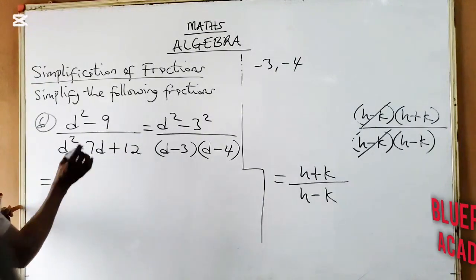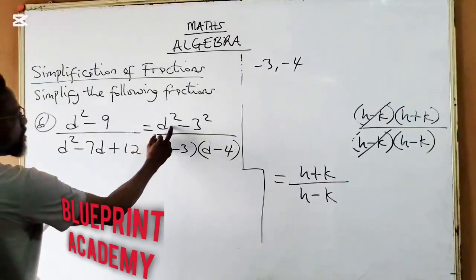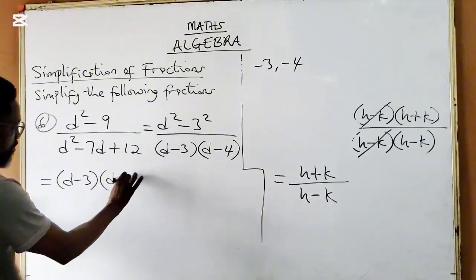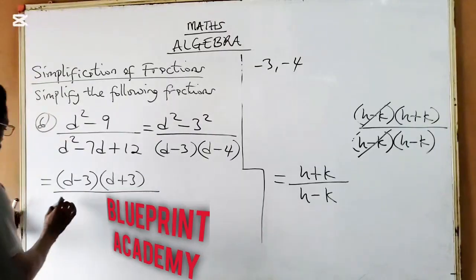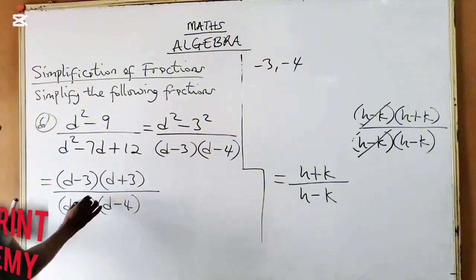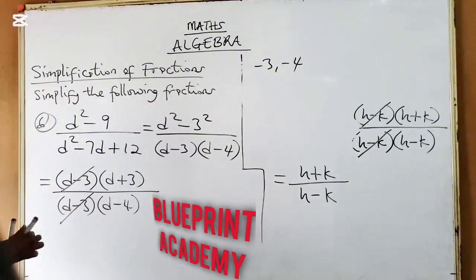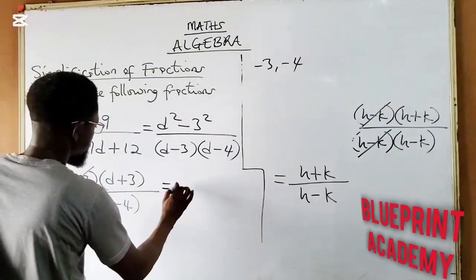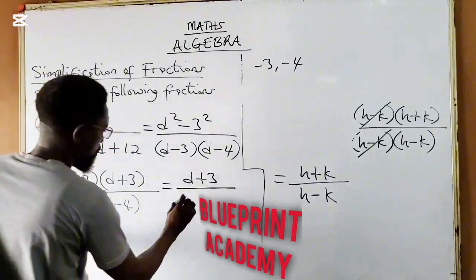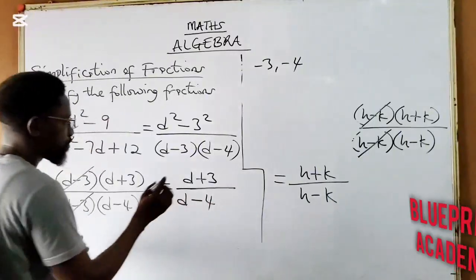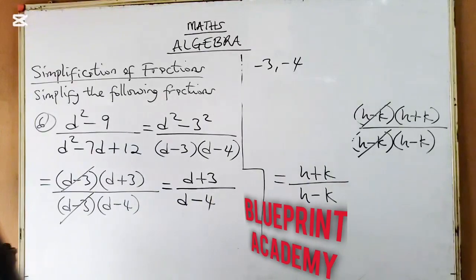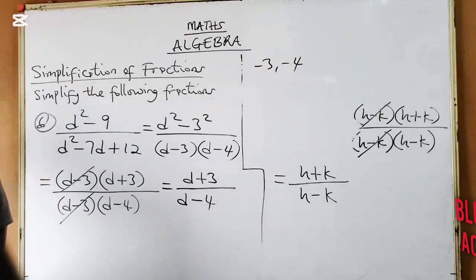Now for the numerator, we apply the difference of two squares. So d squared minus 3 squared gives d minus 3 and d plus 3. Then for the denominator, you see d minus 3, then d minus 4. The d minus 3 in the numerator cancels the d minus 3 in the denominator, and we are left with d plus 3 in the numerator and d minus 4 in the denominator. So d plus 3 over d minus 4 is the final answer to that question.